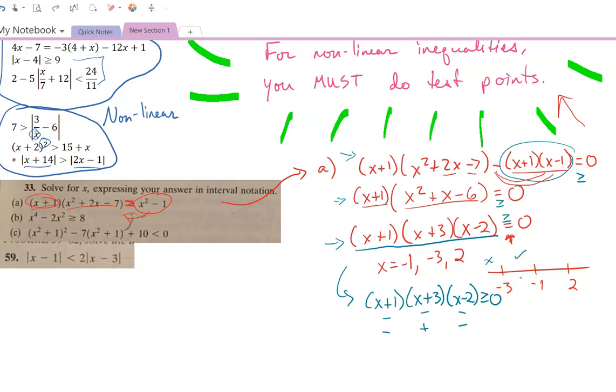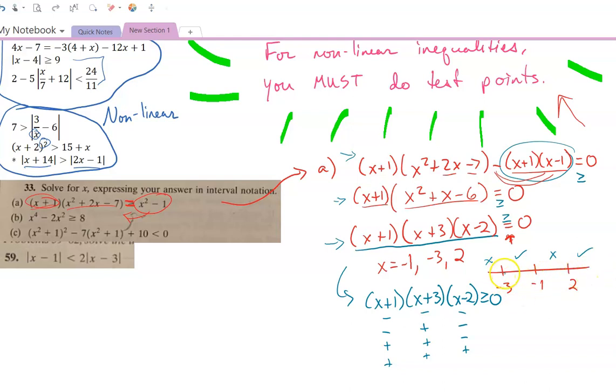Okay, to the right of -1, so in between -1 and 2, this first factor changes signs. So I'm going to put a plus there. This one is still positive. This is still negative. Positive times negative is negative. That is not greater than or equal to 0. And then lastly, to the right of 2, we would have positive, positive, positive for all three of these factors. That is greater than 0. So anything to the right of 2 is part of our solution. So our solution is from -3 to -1 and from 2 to positive infinity.